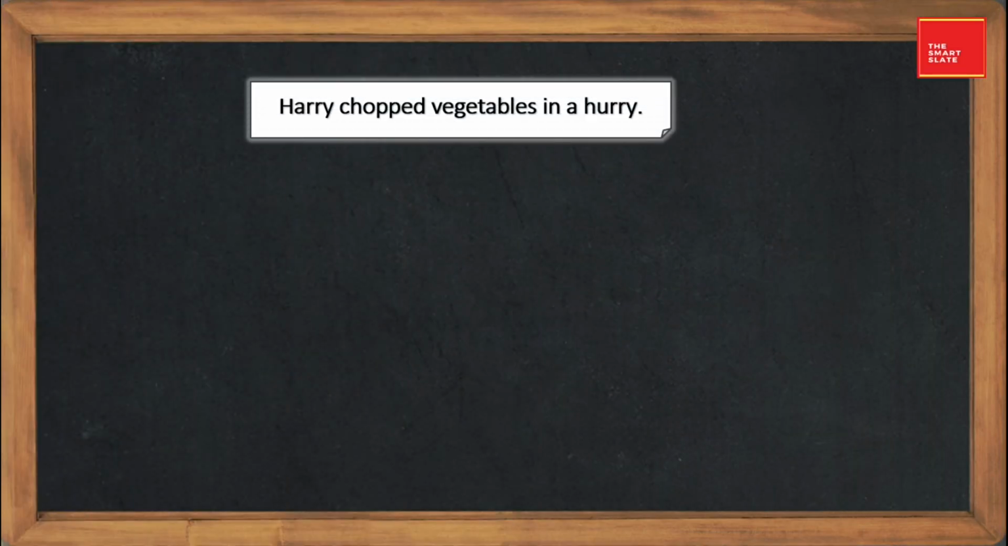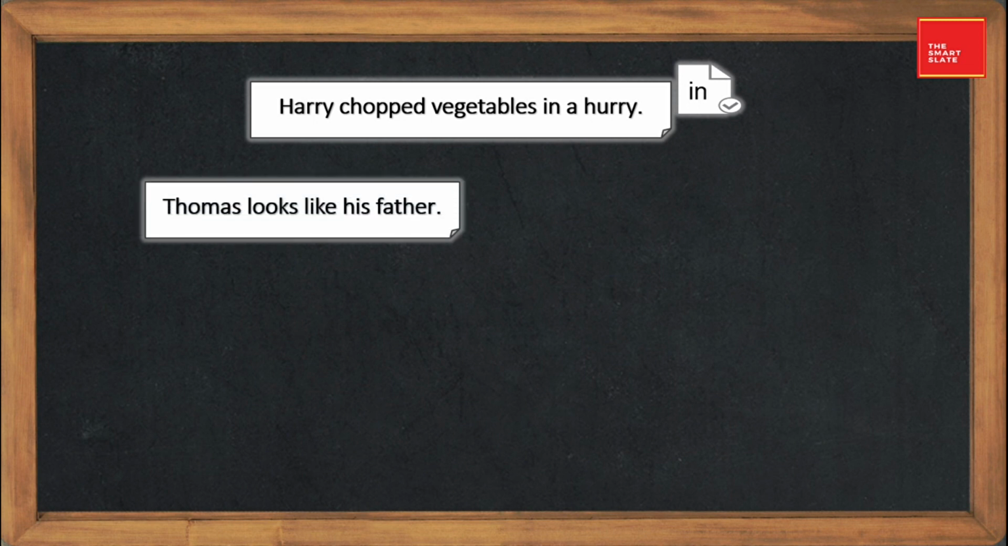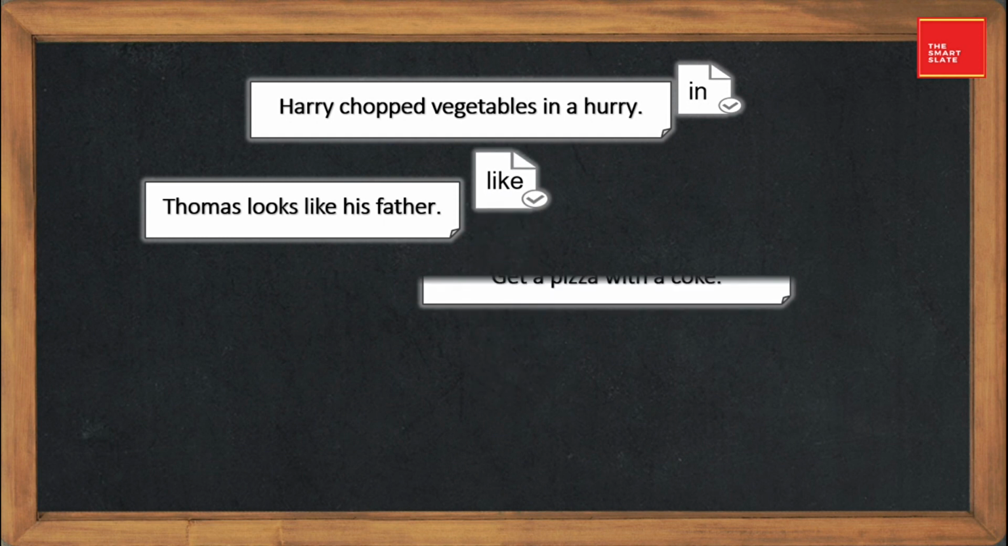Looking at the example, Harry chopped vegetables in a hurry. So in what manner he chopped the vegetables? He chopped them in a hurry. So in a hurry, in becomes the preposition of manner. Thomas looks like his father. So the manner in which he looks like, or he looks like his father or similar to his father. So when you try to show the similarity, you use the word like. So it becomes the preposition of manner.